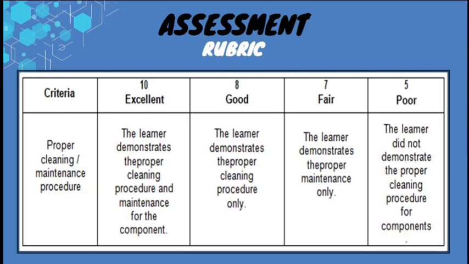Rubric. Criteria: proper cleaning or maintenance procedure. You will be scored 10 for excellent: the learner demonstrates the proper cleaning procedure and maintenance for the component. You will be scored 8 if you are good: the learner demonstrates the proper cleaning procedure only. You will be scored 7 for fair: the learner demonstrates the proper maintenance only. And you will be scored 5 for poor: the learner did not demonstrate the proper cleaning procedure for components.